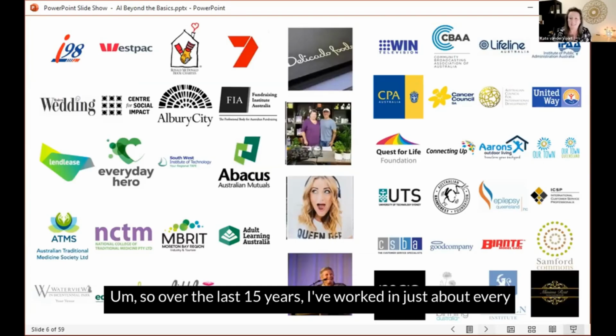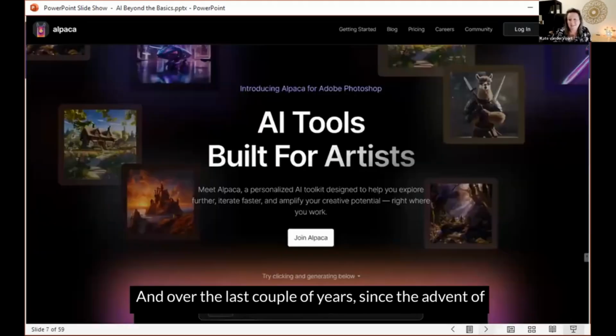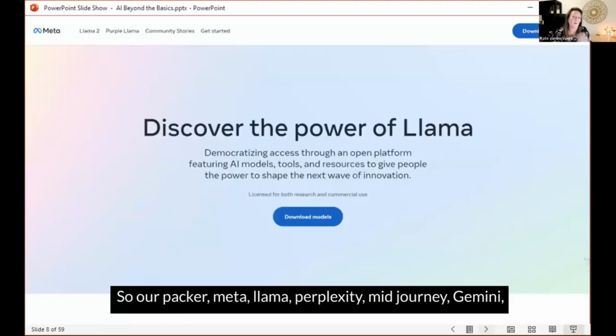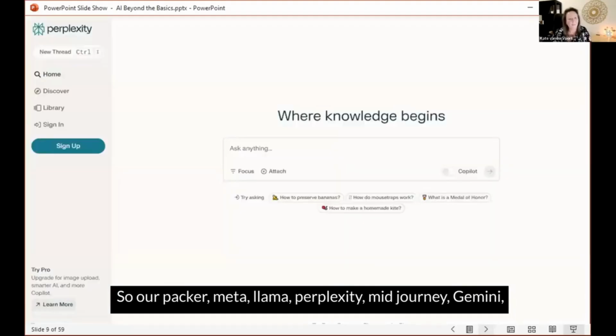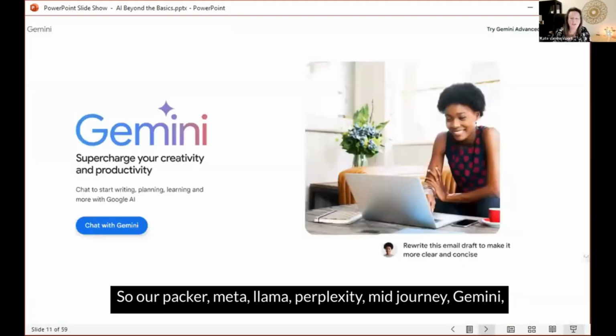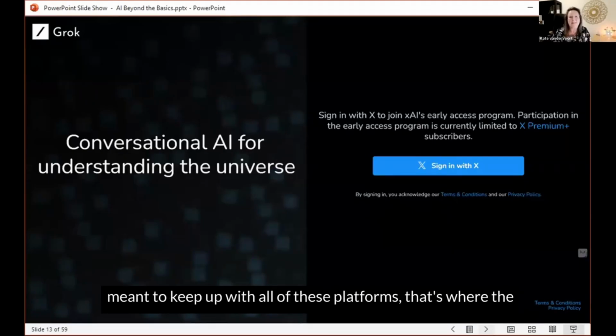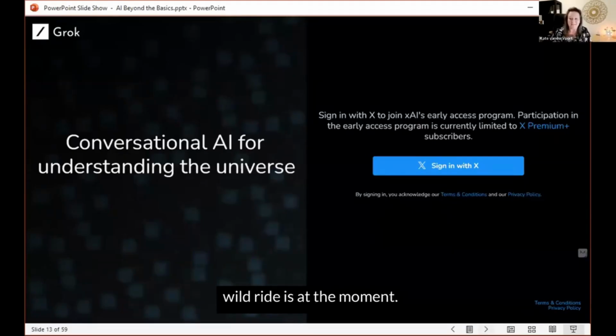So over the last 15 years, I've worked in just about every industry when it comes to social media and digital marketing. And over the last couple of years, since the advent of generative AI becoming available for everybody, we've gone deep into all the platforms. So Alpaca, Meta, Llama, Perplexity, Midjourney, Gemini, Mistral, Grok. There's Grok with a K, Grok with a Q, how we're all meant to keep up with all of these platforms. That's where the wild ride is at the moment.